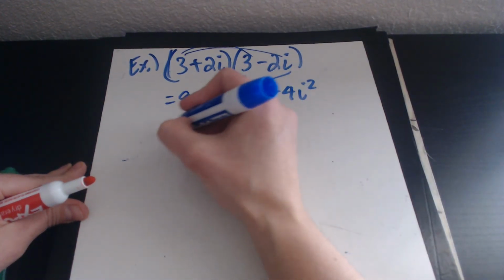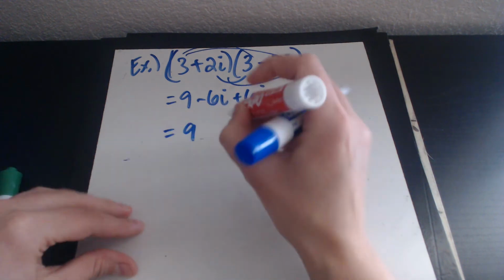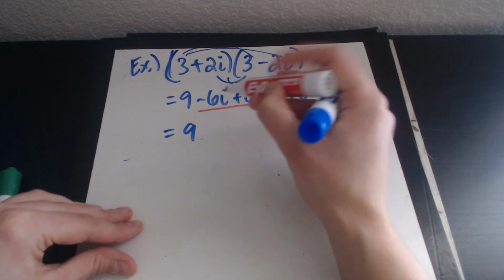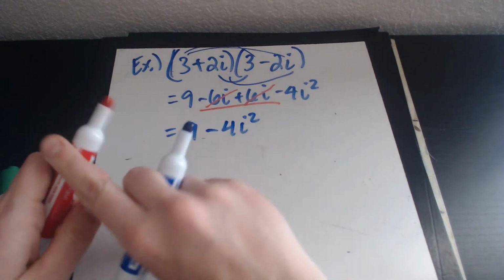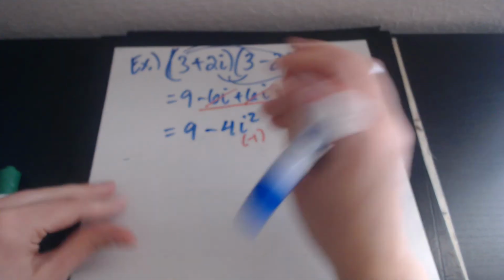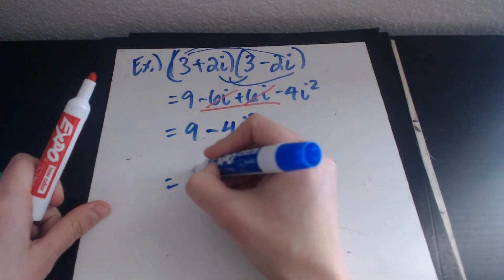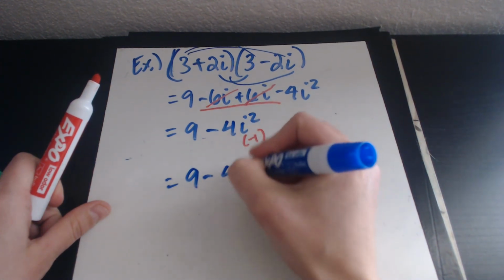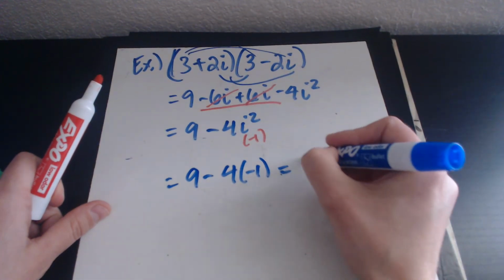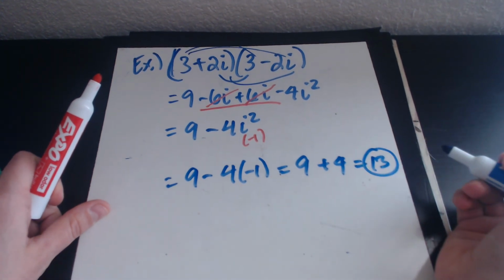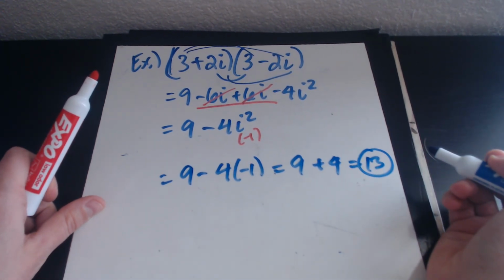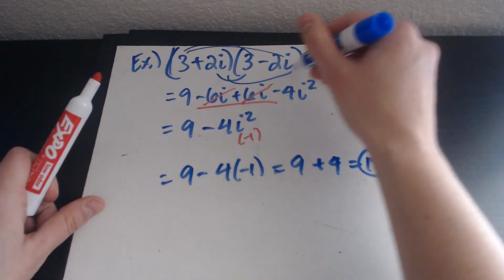Okay, so when we combine like terms, the 9 is going to stay. Again, you should see that these two pieces cancel each other out. And then I have minus 4i squared. But remember, what is i squared equal to? Negative 1. So this is going to become 9 minus 4 times negative 1, which becomes 9 plus 4, which is equal to 13.